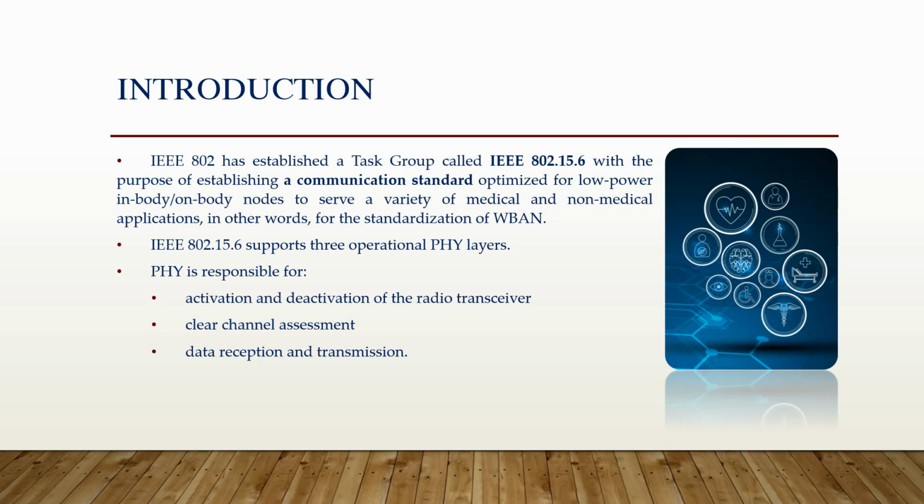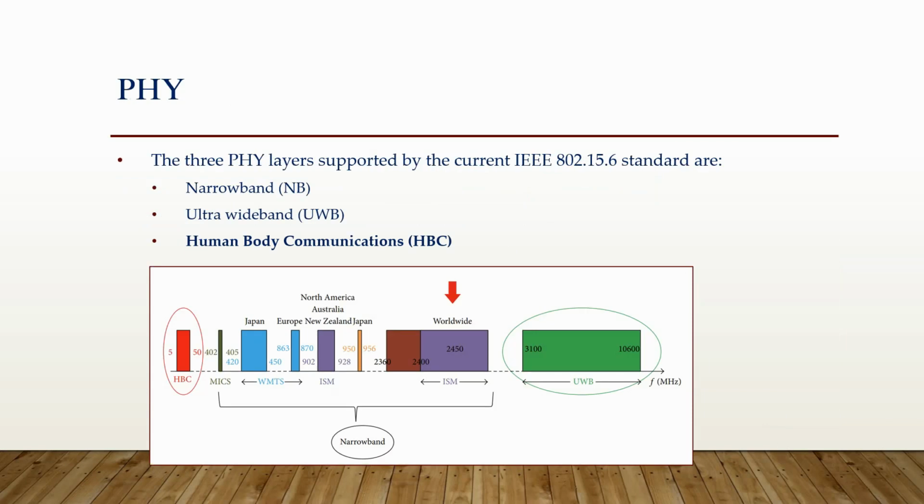IEEE 802.15.6 supports three operational physical layers. A physical layer is responsible for activation and deactivation of the radio transceiver, clear channel assessment, and data reception and transmission. The three physical layers supported by the current IEEE 802.15.6 standard are narrowband, ultra-wideband, and human body communications. Human body communications is what we're going to be focused on in this presentation.